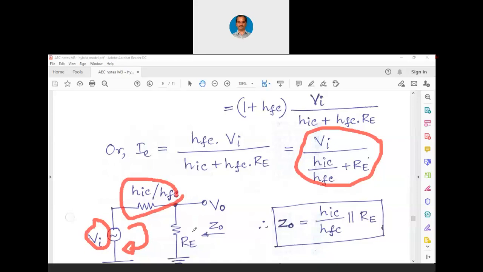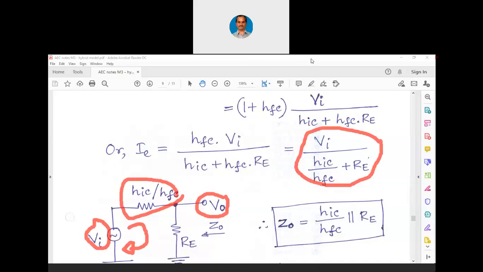Now, V0 we are taking only across RE. So, you can see this V0. We are taking output across RE, right? That means at the emitter we are taking the output. So, when you look from the output side, you will see that it is HIC by HFC and RE, they are in parallel. So, just by looking at this network, we can write an expression for Z0, that is HIC by HFC parallel with RE.